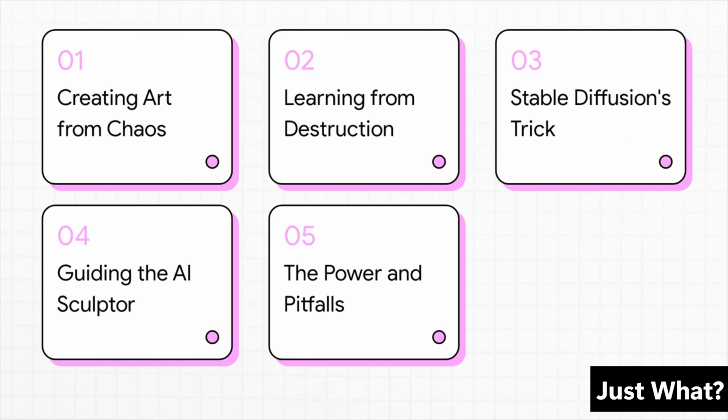All right, so to really get our heads around this, we're going to break it down into 5 key pieces. First, we'll talk about this whole idea of creating art from chaos. Then, we'll see how the AI actually learns by, well, destroying things. After that, we'll get into Stable Diffusion's really clever shortcut, how we can guide the process, and finally, we'll look at the good and the bad, the power and the pitfalls.